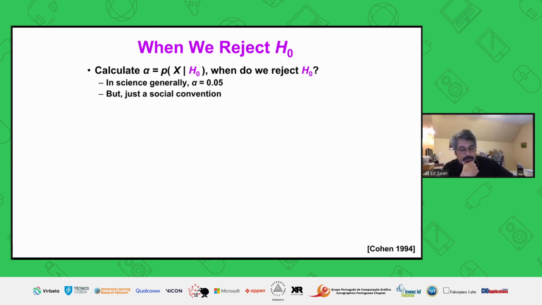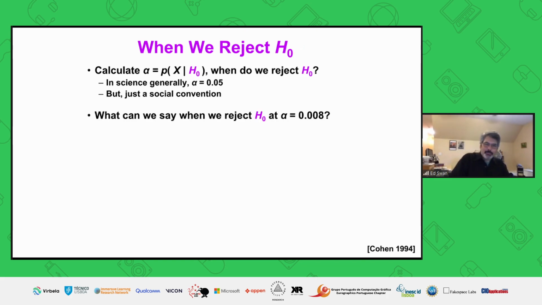When the Higgs boson was detected, the standard was much, much lower than 0.05. It was a factor of 10,000 lower or something like that, because the Large Hadron Collider was collecting hundreds of thousands to millions of observations during each experimental run. So that's an example of a situation where a very different alpha level was used. When we reject the null, can we accept H1? Boy, that's a good question. We're going to talk about that. So what can we say when we reject the null at 0.008?